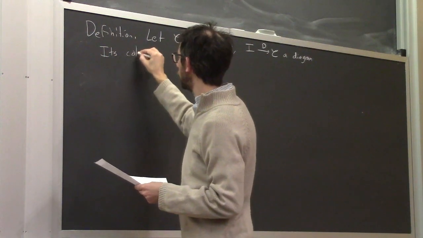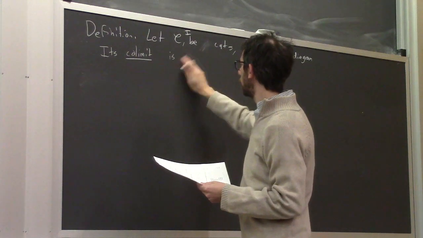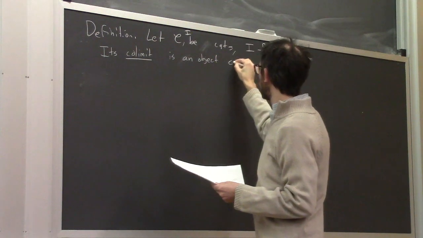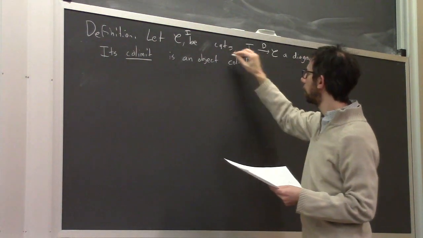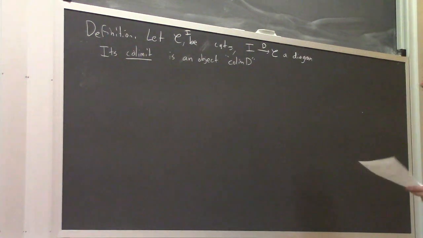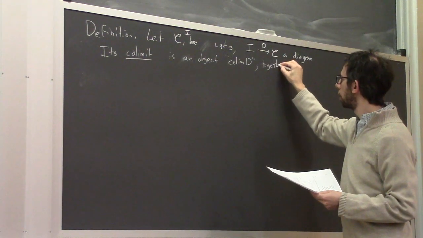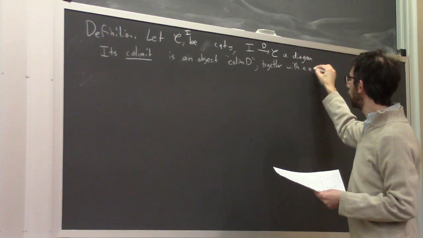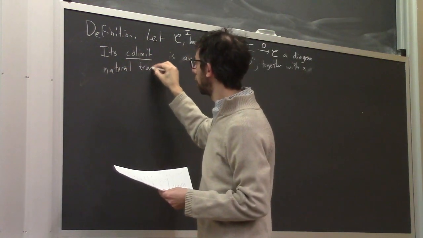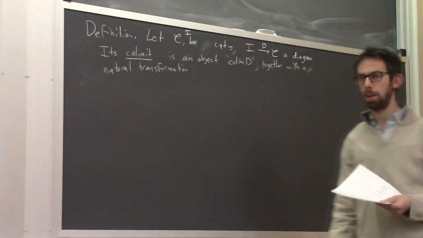Its colimit is an object colim D. That's the name of the object. It's got a long name, colim D. It could be called Q, whatever. It is an object colim D together with a natural transformation. So we're going to take this definition and then unpack it and give you lots of different examples.